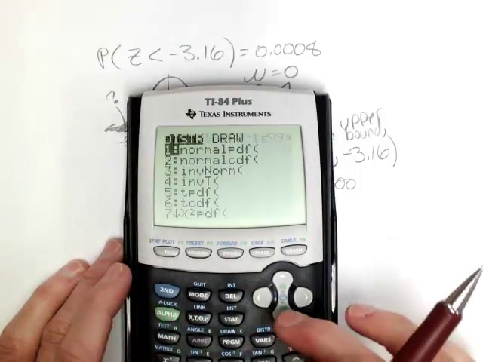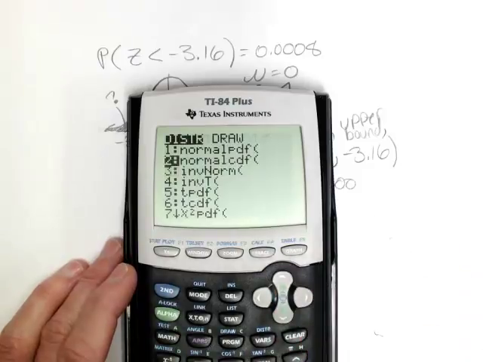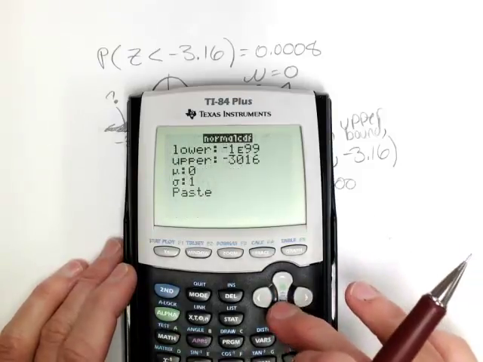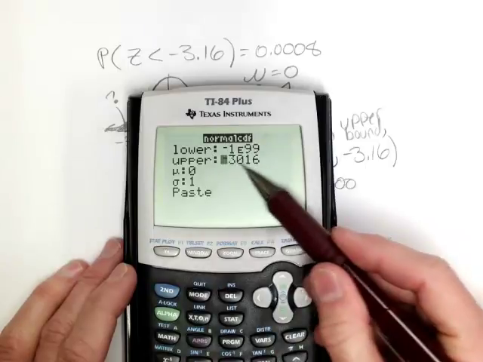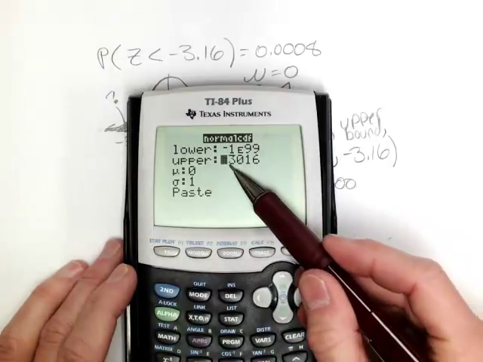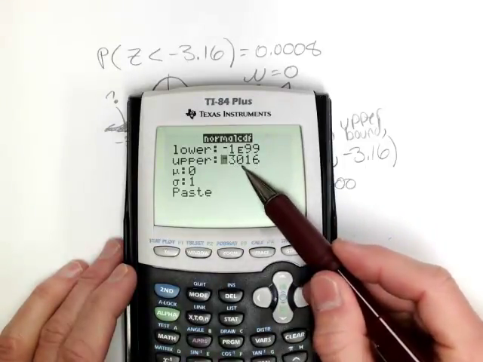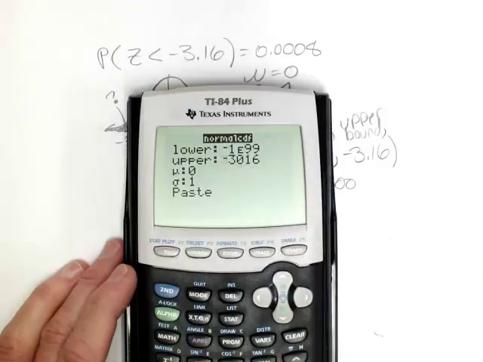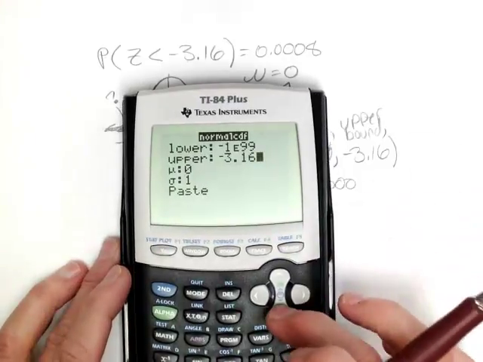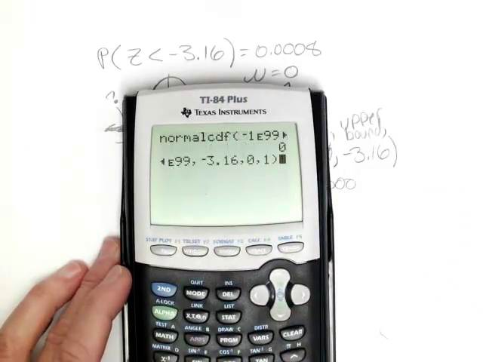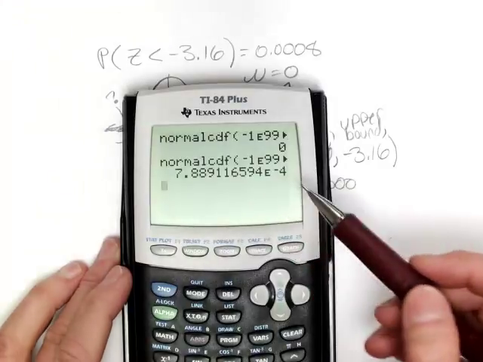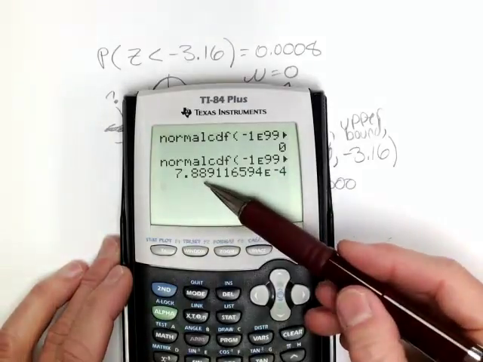It usually gives me something a little bit, oops, sorry. The calculator's thinking I'm further out. Here's my mistake. Okay, it's negative 3.16. Oh, goodness. There we go. Okay, still pretty darn close to 0.